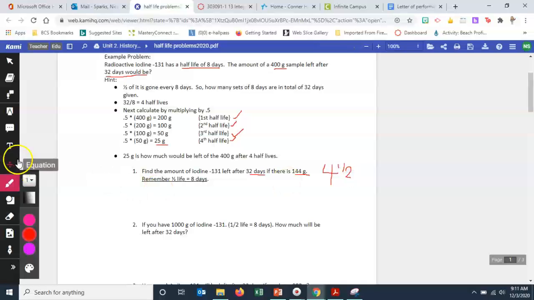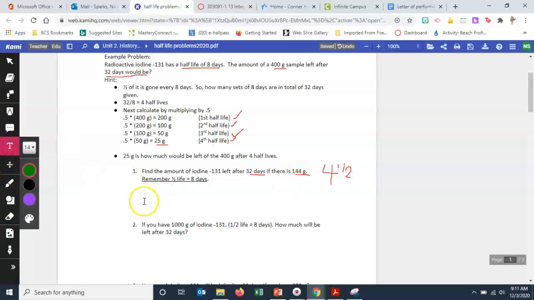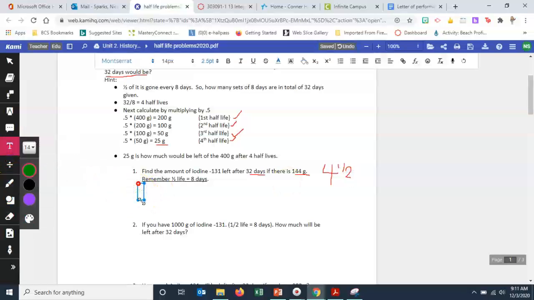Let's take a look at what that looks like. I'm actually going to use a text box for this, because I feel like that will be a little bit easier for me. Once again, we're starting with 144 grams, and we are going to divide that by 2, or divide it by half, if you want to think about it that way.